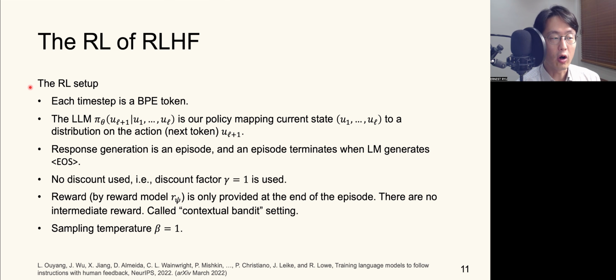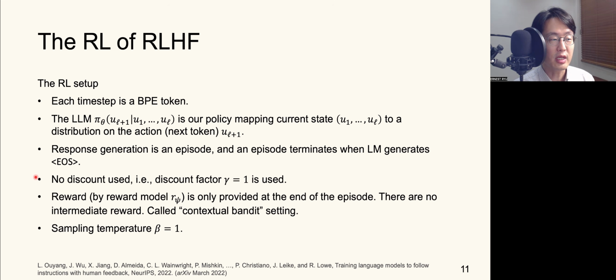So here's the RL setup in further detail. Each time step is the generation of a single byte pair encoding token. The language model is our policy, mapping the current state, which is the entire history, to a distribution on the next token, or the next action. We consider the response generation given a prompt as an episode, and an episode terminates when the language model generates the end of string token.